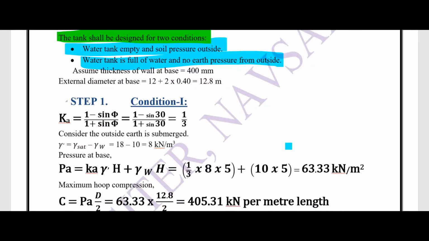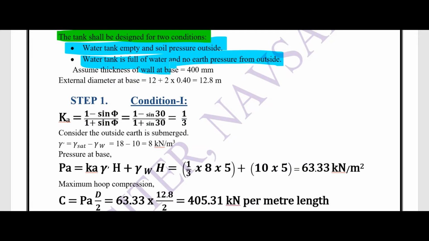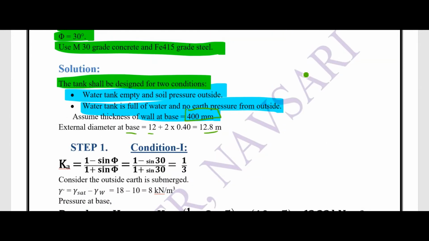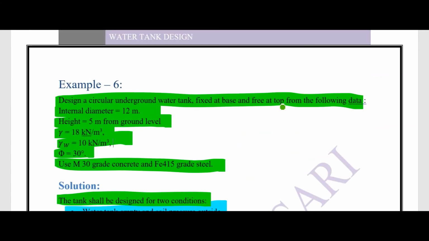So assume the thickness of wall. In this case we assume a thickness of wall of 400 mm, and the external diameter of base is 12.8. Here we have all the data of the water tank, right? Internal diameter 12 meter, height 5 meter, gamma 18, gamma W 10.